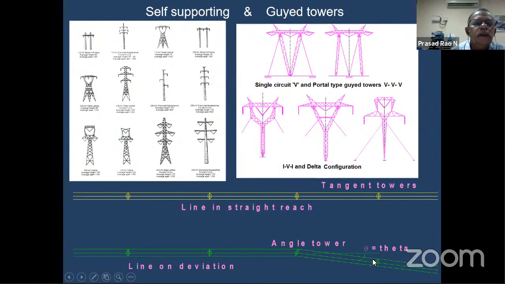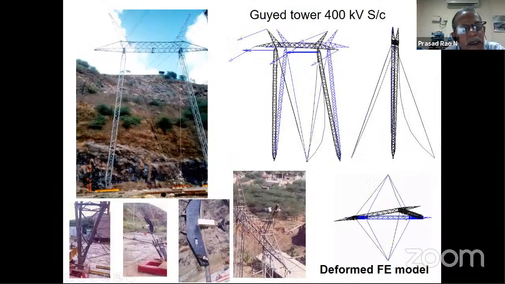It's a typical guide tower, designed and tested in SERC, a 400 kV single circuit tower. If you see a self-supported tower, it will be occupying a space of around 15 meter by 15 meter in the ground, whereas this structure is only occupying a small portion, that is 500 mm by 500 mm, and for the guy another 500 mm by 500 mm. And in this structure, all the shear is taken by these guys and compression is taken by this column.